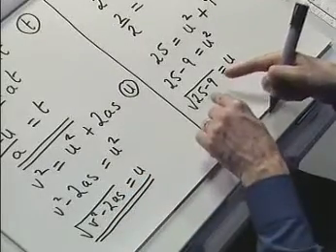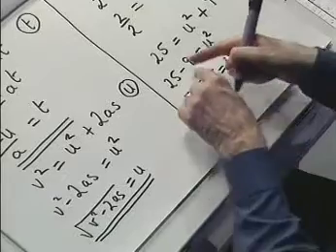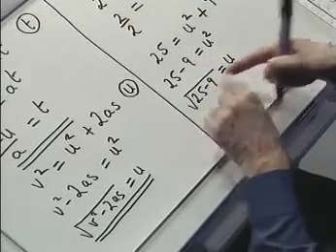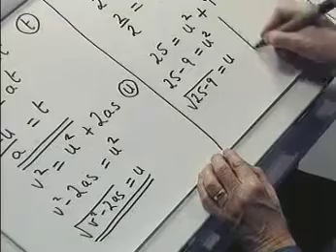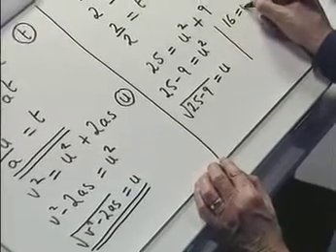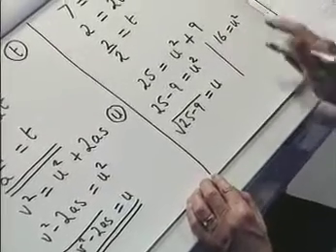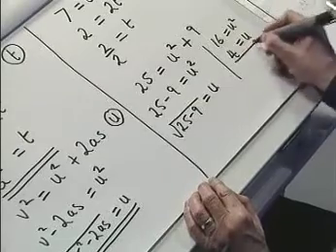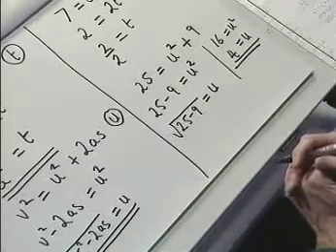Let's just check why I need the square root of all of this. 25 minus 9 is 16. So that's 16 equals u squared. Take the square root of both sides. 4 is equal to u. And we're happy that's the answer.